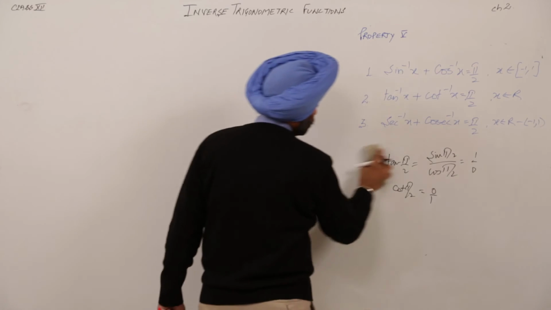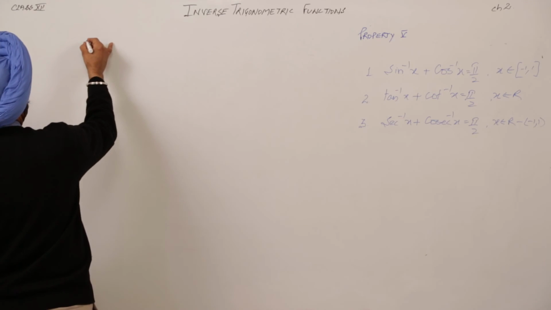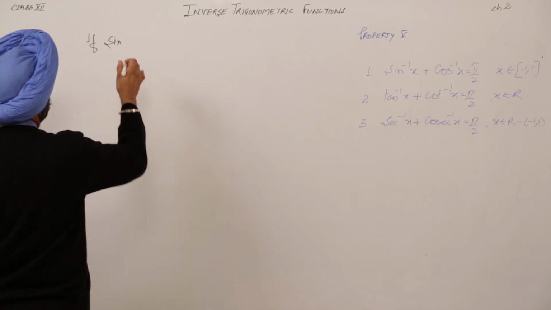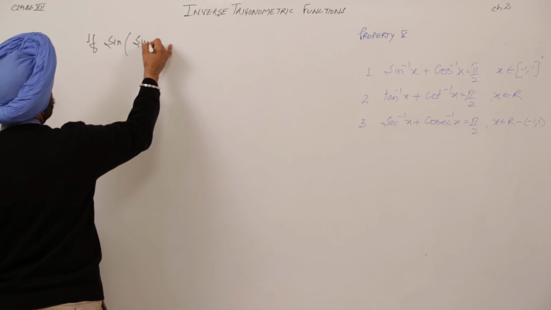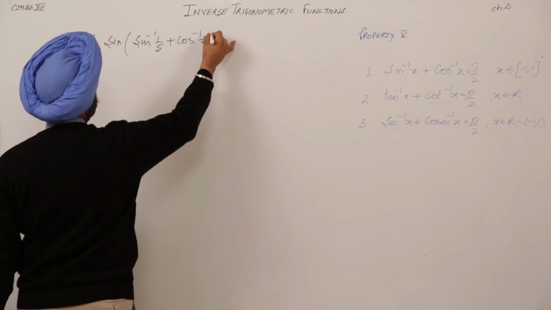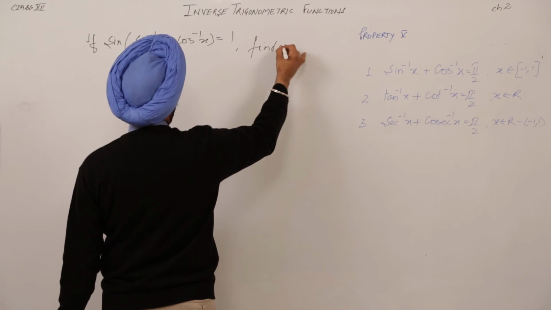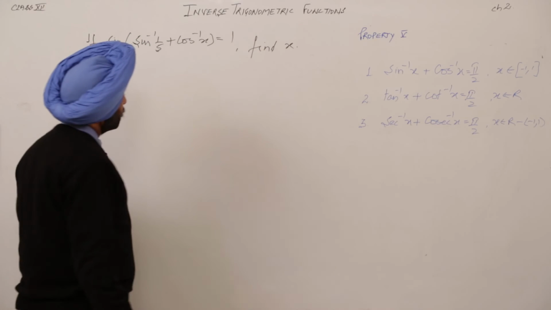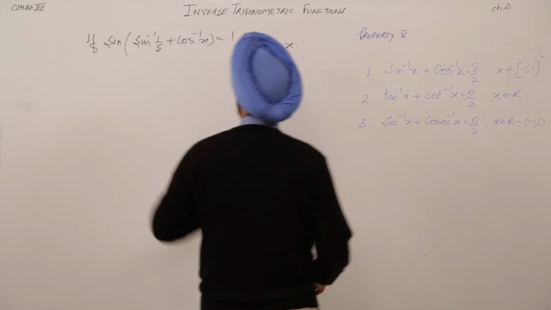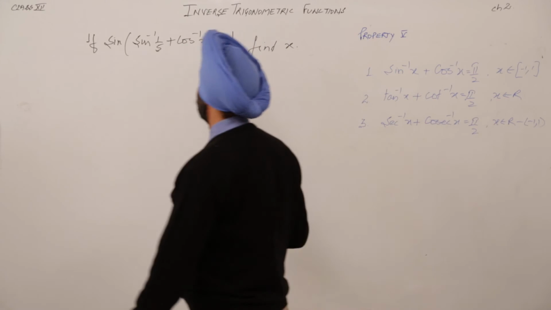Second question, an important one and a simple one also. This question is from your NCERT book: if sin inverse 1 by 5 plus cos inverse x is equal to 1, then find x. Here it is given that sin inverse 1 by 5 plus cos inverse x is equal to 1, and we have to find x. Just look how simple a thing I am going to use.